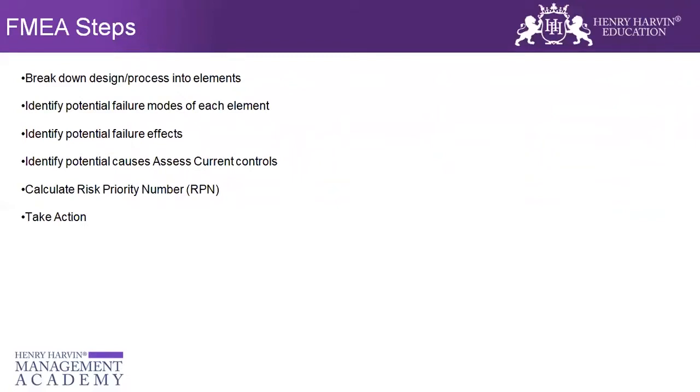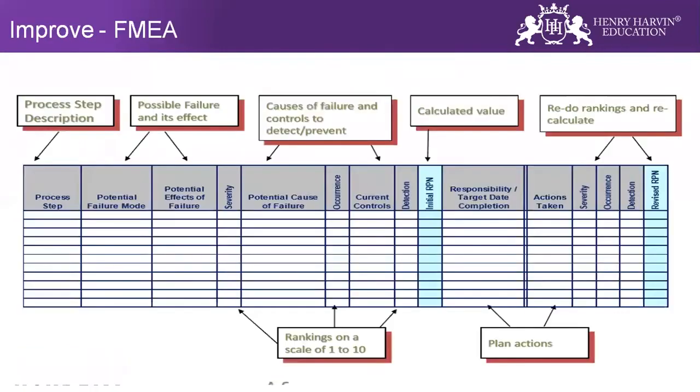Okay, so let's understand the FMEA steps. So first we have to break down the new design process into different steps, identify the failure modes, identify the effects, identify whether we have any existing control, calculate the RPN, and then take action. So I'll show you how the typical FMEA template looks like.